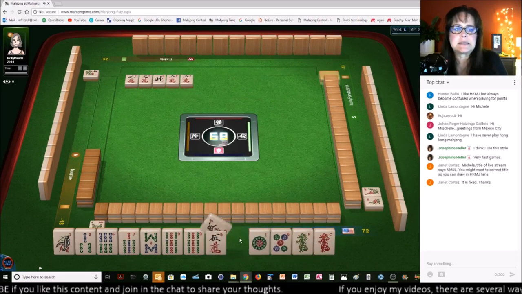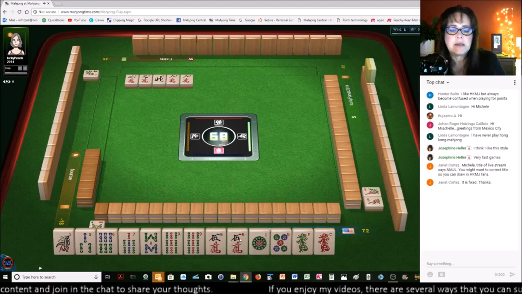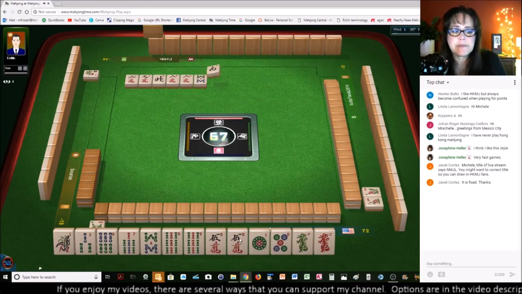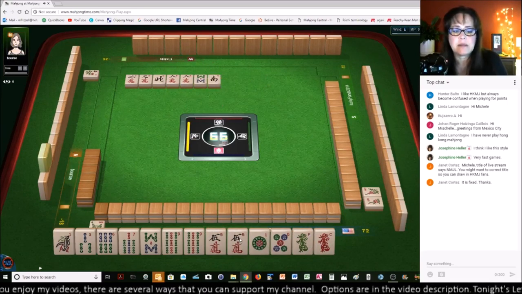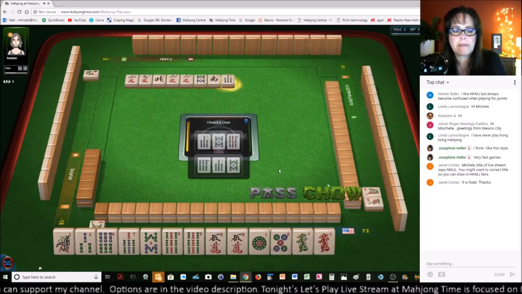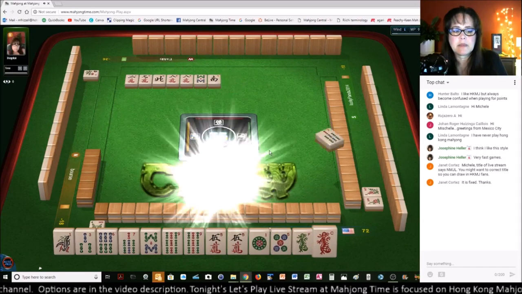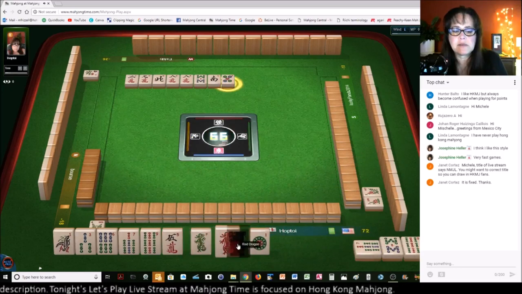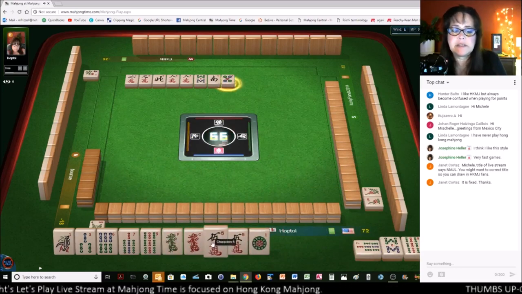8 characters. Oh, there's a pair. Oh. 8 characters. Painful. Okay, if we pair up, we could play all pung. 8 bamboos. I'm hoping to pair up those dragons. South wind. And draw bams. 7 bamboos. 7, 8, 9. Let's go ahead and chow. Chow. Okay, let's get rid of the offsuit tiles. Let's go for half flush.